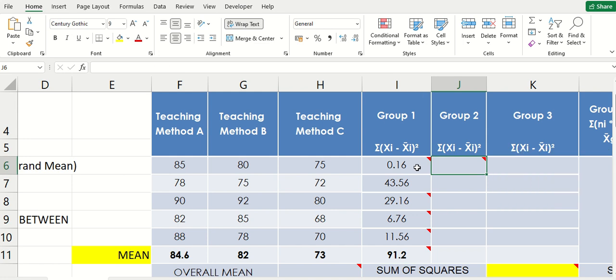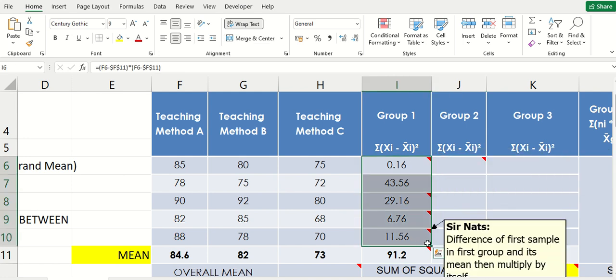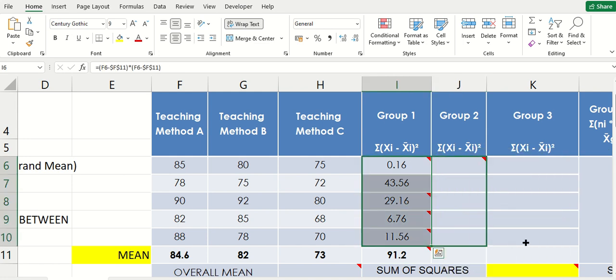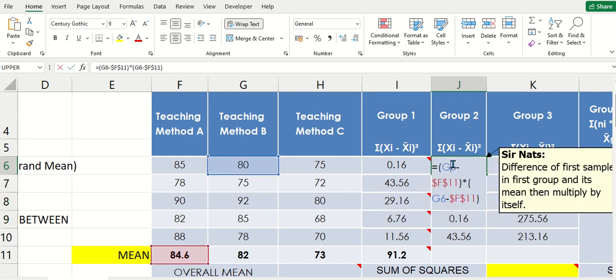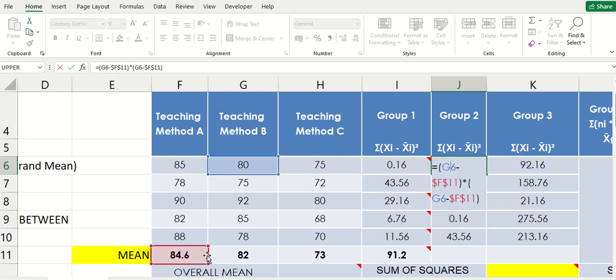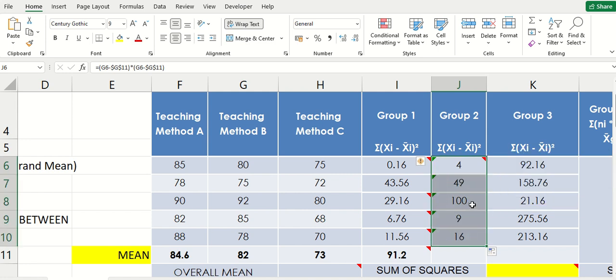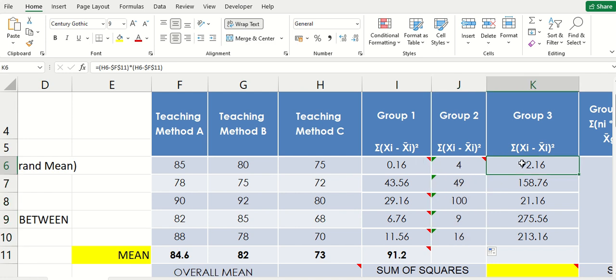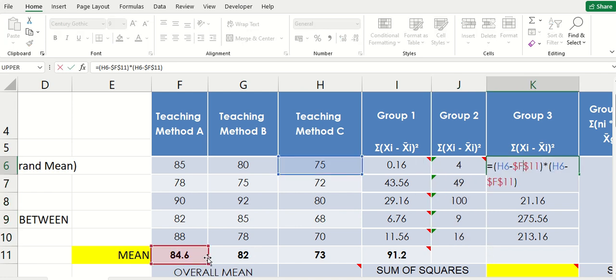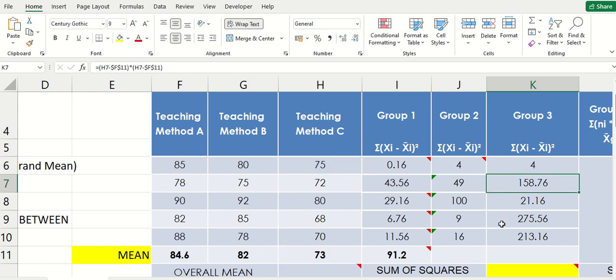Same process with the other groups. So you do it manually. What I'm going to do is move this one so that it will not be dragged down and will not affect the formula. Same also with this. What I'm actually doing is a cut. So you have to do it on your own.